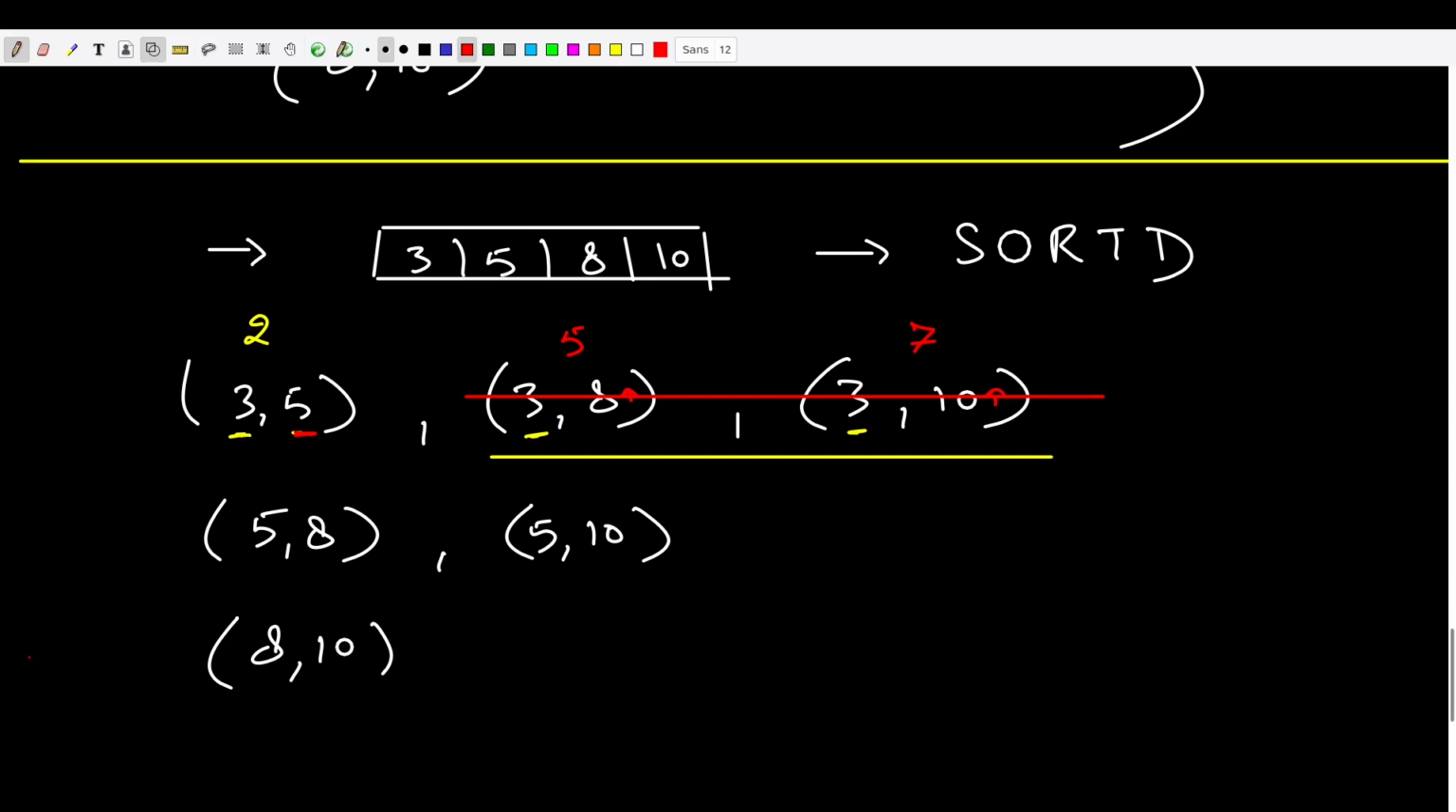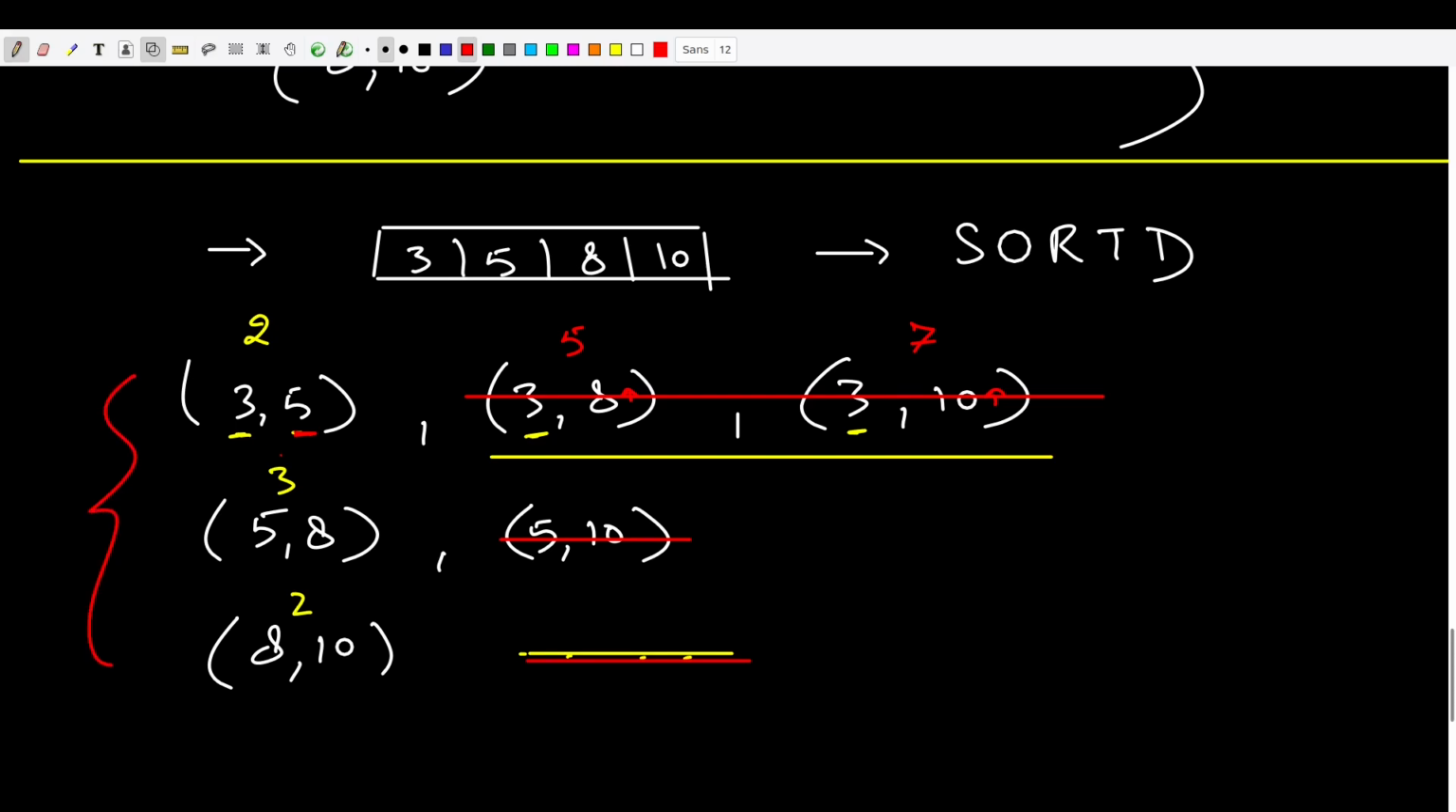pairs. Similarly, here the difference is 3, and we don't really have to operate on this because we know for a fact that this difference will be greater than this difference. Similarly, here the difference will be 2, and if other pairs were there, we don't really have to operate on those pairs. So what do we see from here?